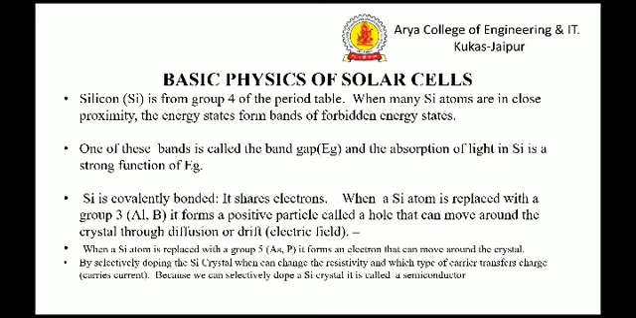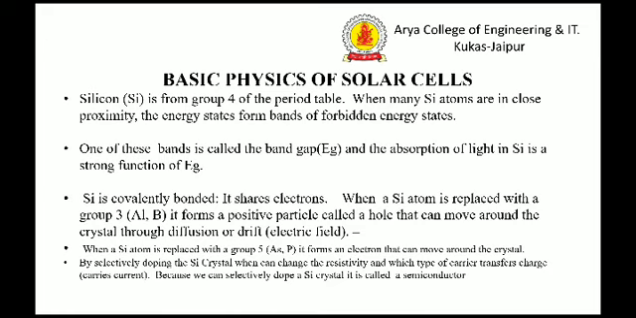Now we will study the basic physics behind the solar cell. Silicon is from group 4 of the periodic table. When many silicon atoms are in close proximity, the energy states form bands of forbidden energy states. One of these bands is called the band gap, and absorption of light in silicon is a strong function of Eg.